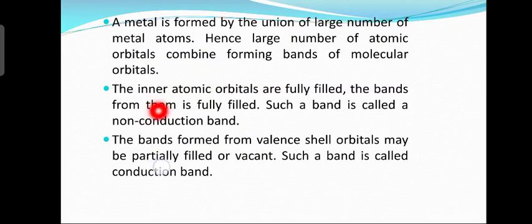Next postulate. If the inner atomic orbitals are fully filled, the bands formed from them are also fully filled. Such a band is called a non-conduction band. So a fully filled band is called a non-conduction band. The bands formed from valence orbitals may be partially filled or vacant. Such a band is called a conduction band. Whenever half-filled, partially filled or vacant orbitals are present in the valence shell, that forms the conduction band.